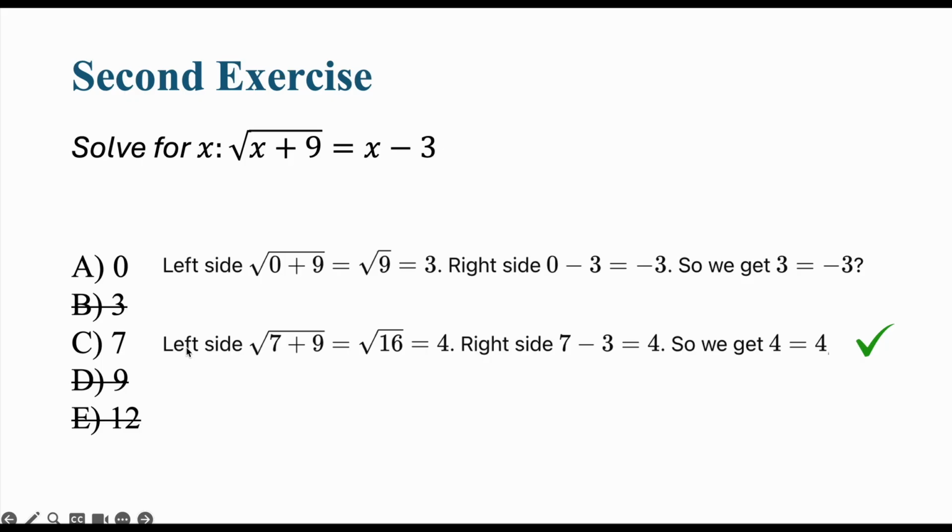So let's plug in 7, and we see 7 plus 9, and the root of that gives us the root of 16, which is 4, as we know. On the right hand side we have just 7 minus 3, which is 4, so we get 4 equal 4, and that works out perfectly.